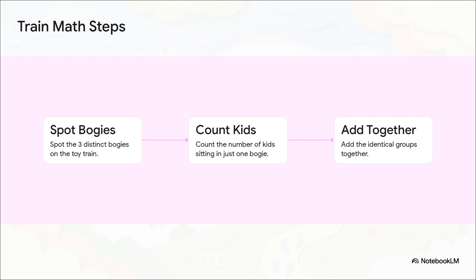Let's actually break down the exact mental steps the chapter forces the student to take to solve this new train problem. Okay, first, they visually spot the 3 distinct bogies. Second, they count the kids in just one bogie, which is 3. And third, they add those identical groups together, 3 plus 3 plus 3. It's literally a structured algorithm, but it's completely wrapped up in a colorful cartoon.